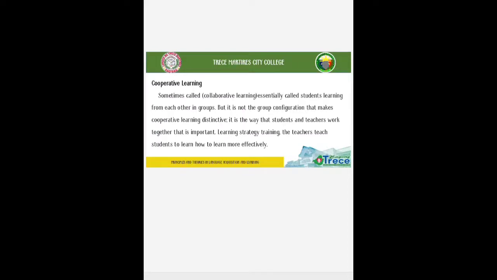But it's not a group configuration that makes cooperative learning distinctive. It is the way that students and teachers work together that is important. Learning strategy training, the teachers teach the student to learn how to learn more effectively. So it's not about always the groupings. It's about the way the student po and the teachers work together. So the teachers will teach the students so that the students will learn more effectively.